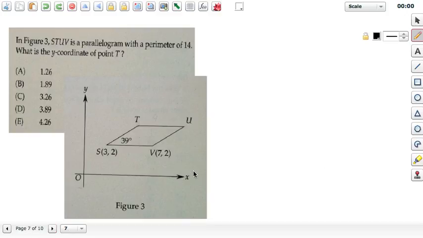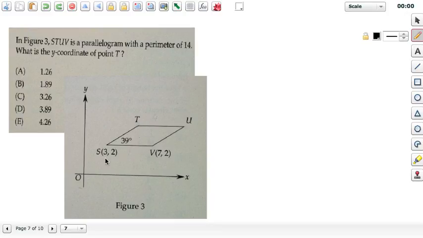Next question, which is actually question 7. Again, pause your video and try this on your own and then run the video. So let's read this question. In figure 3, STUV is a parallelogram with a perimeter of 14. What is the y-coordinate of point T?